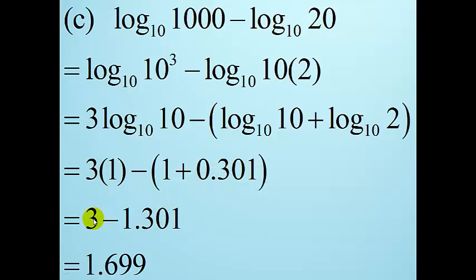And 3 times 1 is 3. So we have 3 minus 1.301, and the answer is 1.699.